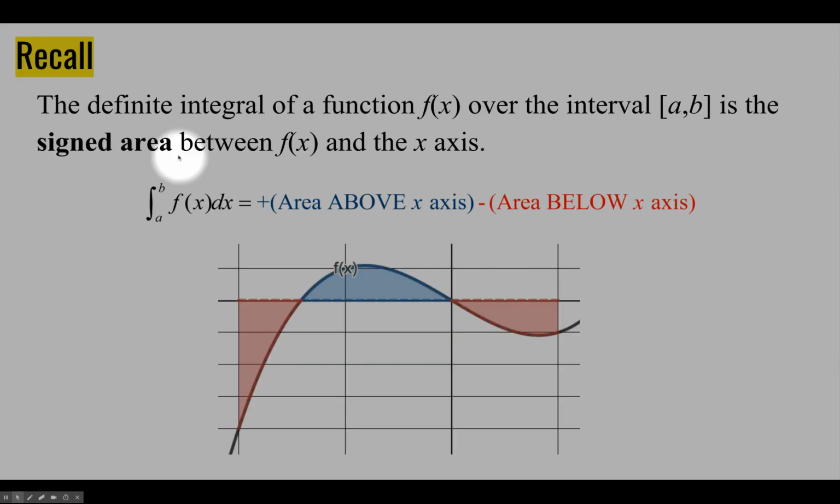So let's set this up by going back and recalling that when we take the integral of a function f of x over some interval that starts at a and ends at b, we said that this was the signed area between the graph of the function f of x and the x-axis.